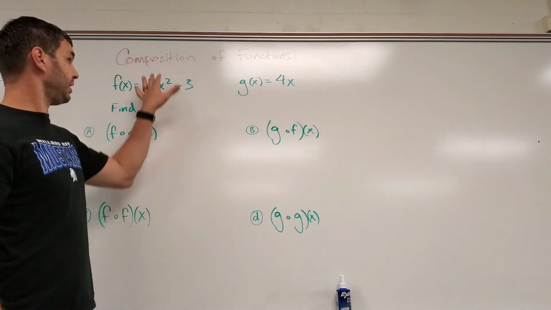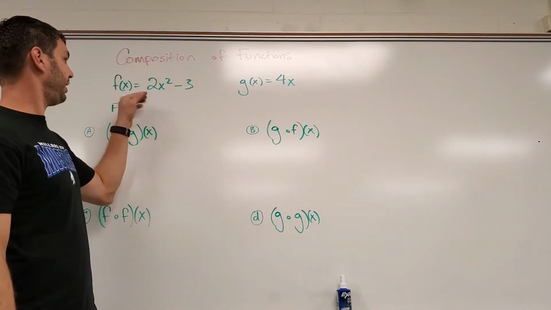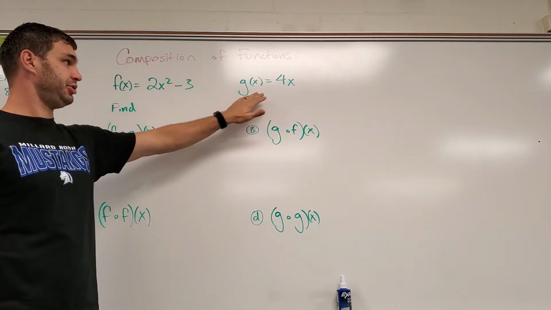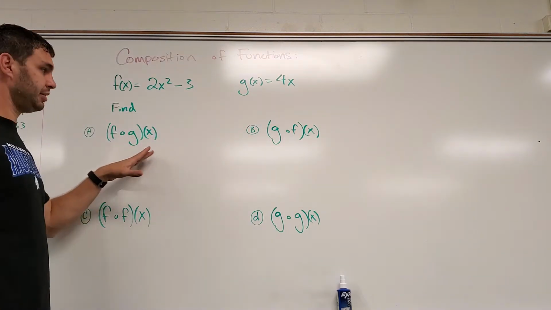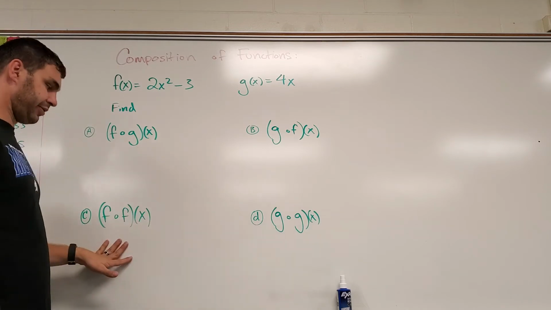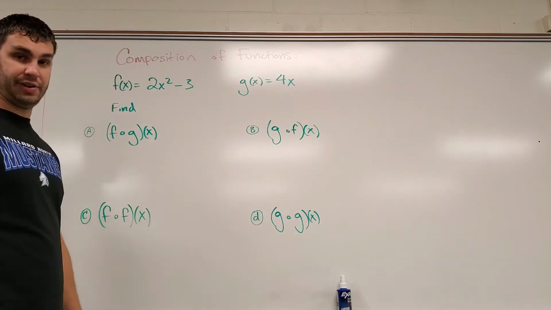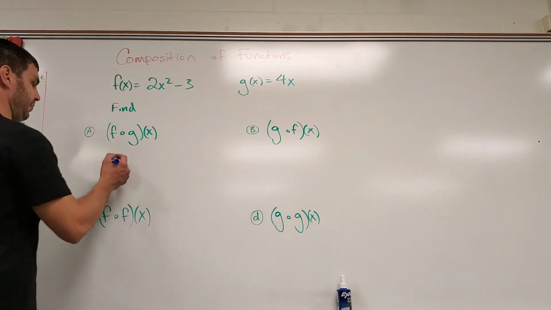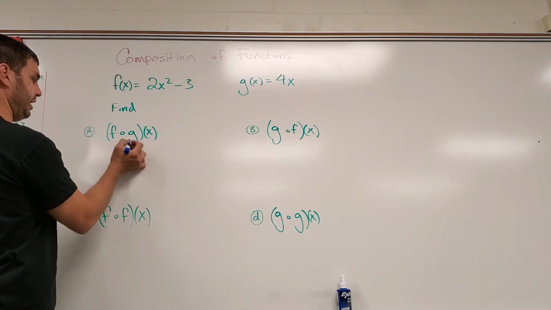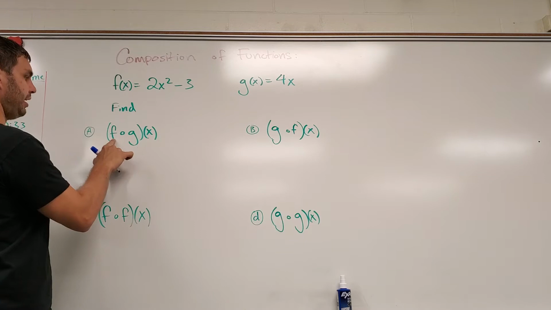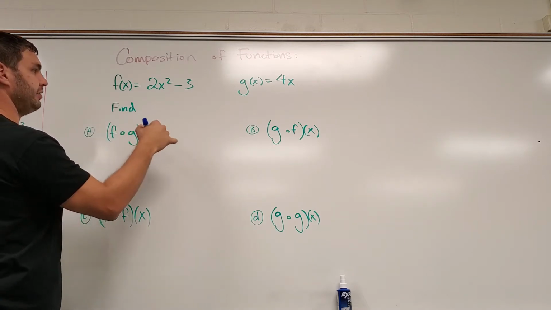We have some composition of functions here. Given f of x is 2x squared minus 3 and g of x is 4x, we want to find f of g of x, g of f of x, f of f of x, and g of g of x. So what we do with that is, I first want to say whatever I'm finding here is f of g of x.